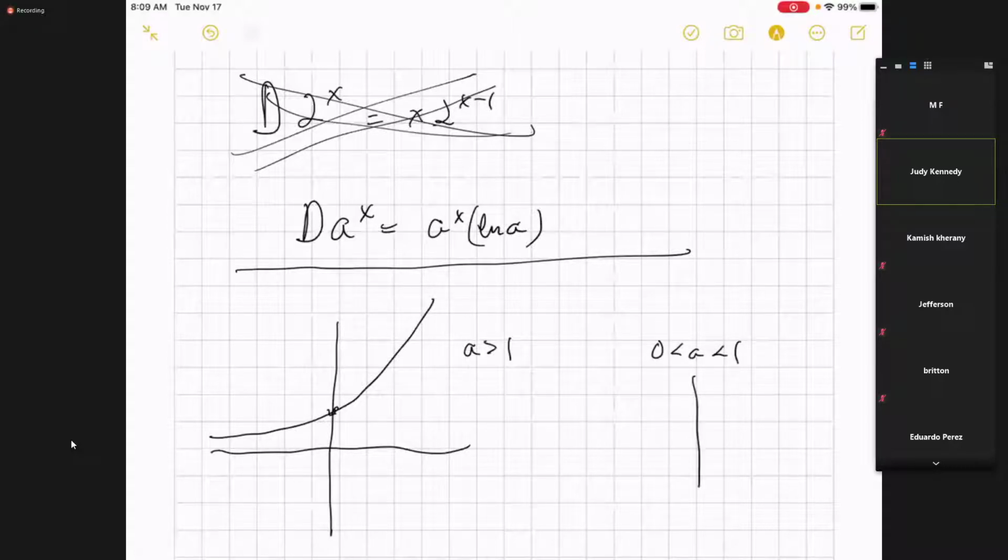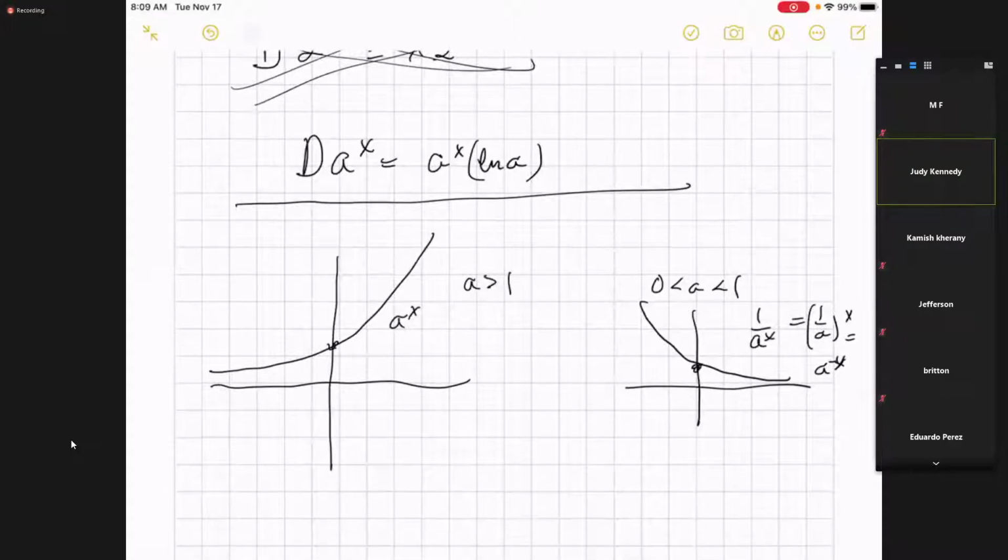We talked a little bit about how that flips the curve around the y-axis, because, okay, this is a to the x for a greater than 1, and this is really then 1 over a to the x. If a is less than 1, 1 over a is greater than 1, and that is equal to a to the minus x. Okay.